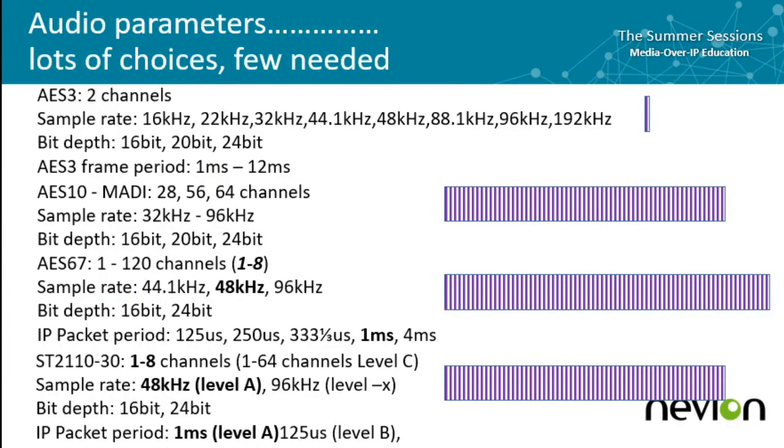I hate having a slide with a lot of text on, but it just goes to show the different number of options that we've got in the different ways that we can handle audio between our original AES-3, the MADI, AES-10, the AES-67, and then the 2110-30. And there are lots of different choices within there. But actually, when we boil it down, we only need very, very few of them. But we are seeing the requirement to hone that down.